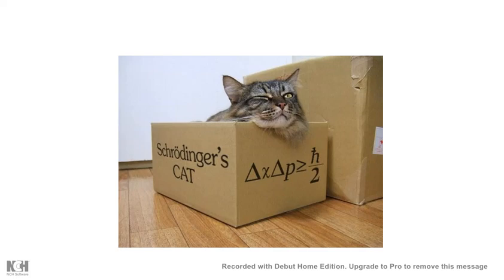Now, Schrödinger used this to show that there's something wrong with the superposition of states. It doesn't transfer to the macro world. What Schrödinger was actually saying is, of course, the cat is not in a superposition of states. It's not dead and alive. It's dead or alive. It's one of the two.